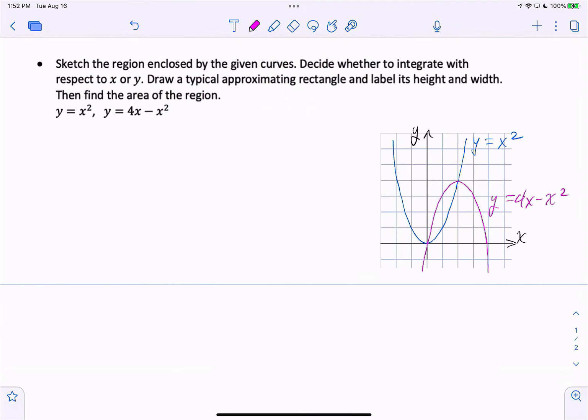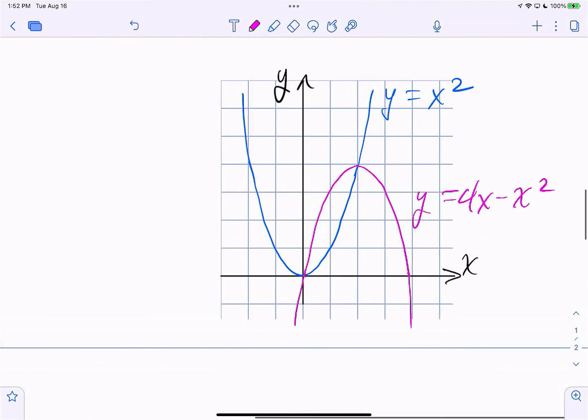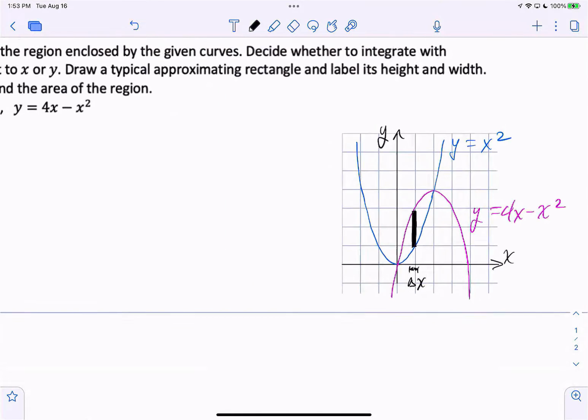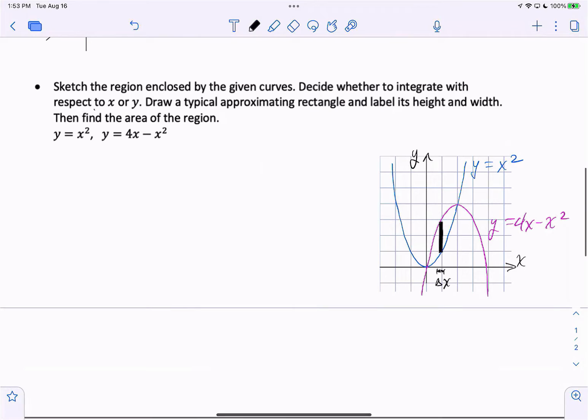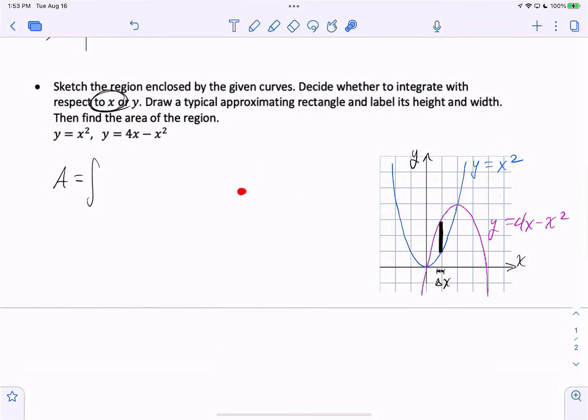Quick sketch. Because I have two functions of x, it will make sense for us to set up an approximating rectangle that's vertical. This rectangle here has a width of delta x. Then that tells me that I'm going to integrate with respect to x. The area here is then going to be the integral. And before I fill all this out, I got to figure out what the limits are. For the limits, I just need the x coordinates of the points of intersection.